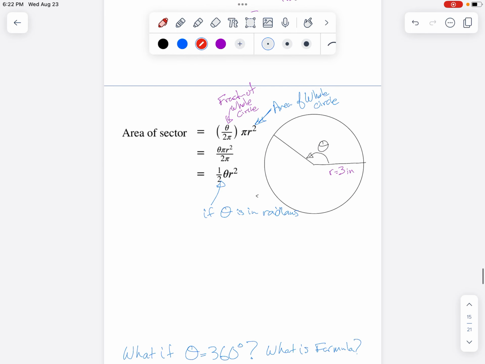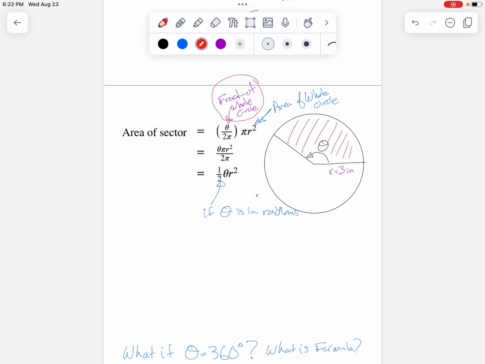The same idea works for area. If I take what fraction of the circle am I sweeping out, like with this area, I get theta over 2 pi, so that's theta over the entire circle, times the area of the entire circle. And if you simplify that, you get 1/2 theta r squared, if you're in radians.